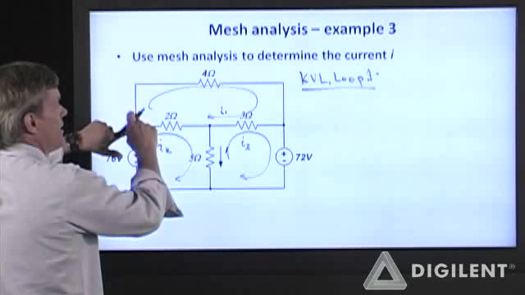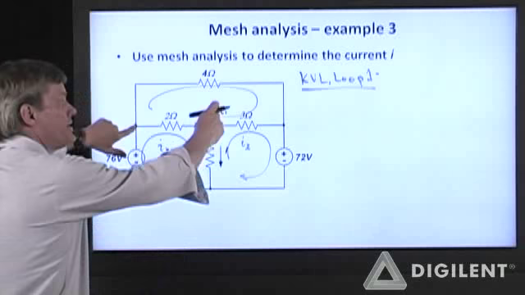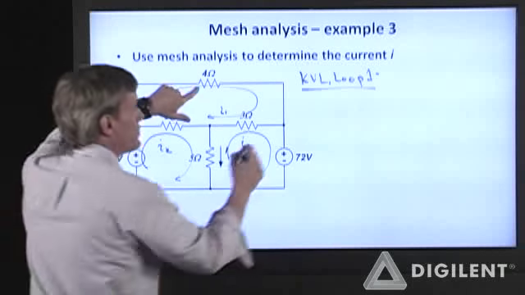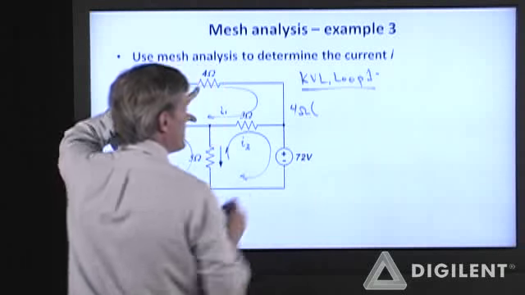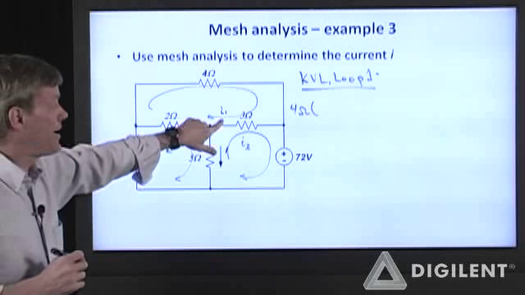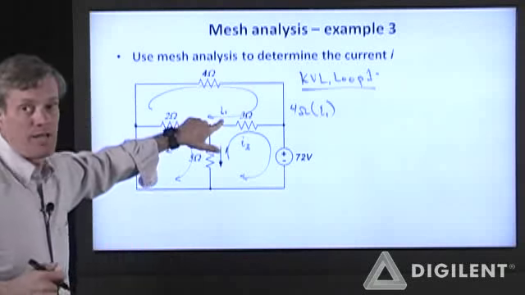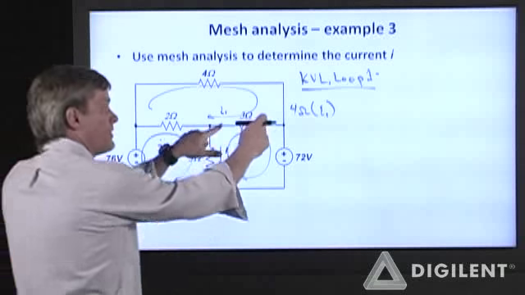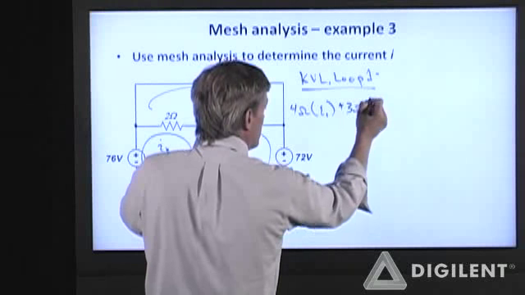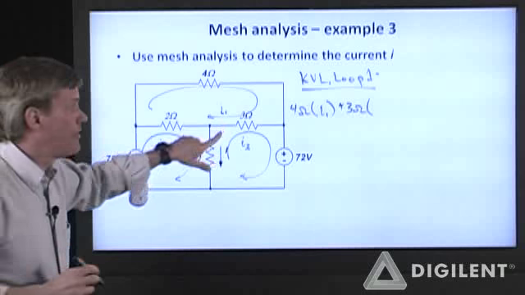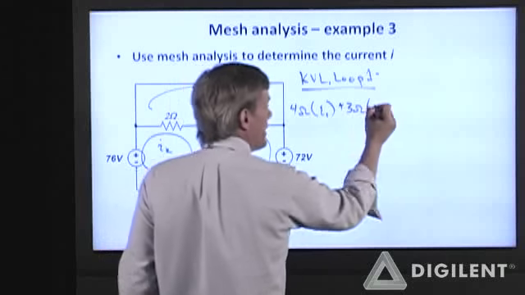starting in this corner, if I follow it clockwise, the same direction as I1, I first hit this 4 ohm resistor. The only current going through that is I1, so its voltage drop is 4 ohms times I1. Next, I will hit this 3 ohm resistor. The total current going through that is I1 minus I3.